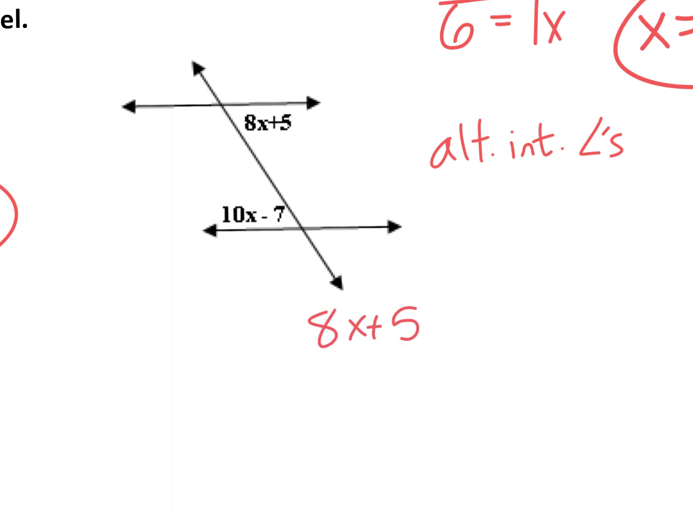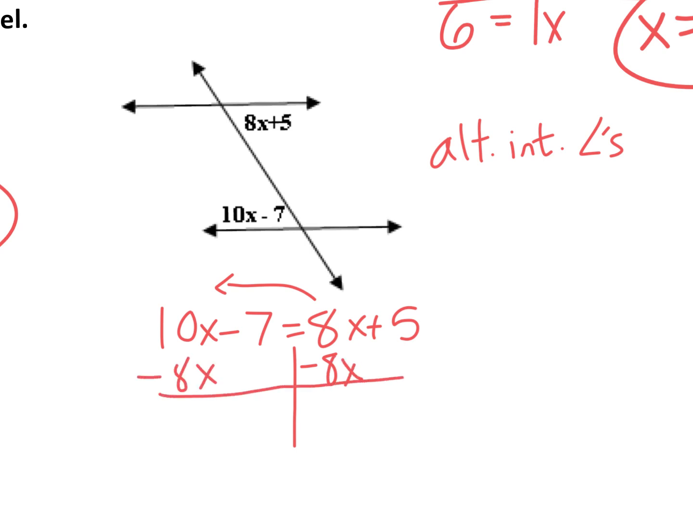So I have 8x plus 5. I'm going to put this 10x minus 7 on this side. It doesn't matter which side you put them on. I just like to put the bigger number, the bigger x on the left. You'll see why in a minute. All right. So I'm going to go ahead and combine my like terms. The x's could be combined if I subtracted 8x from each side. That would bring it from the right to the left.